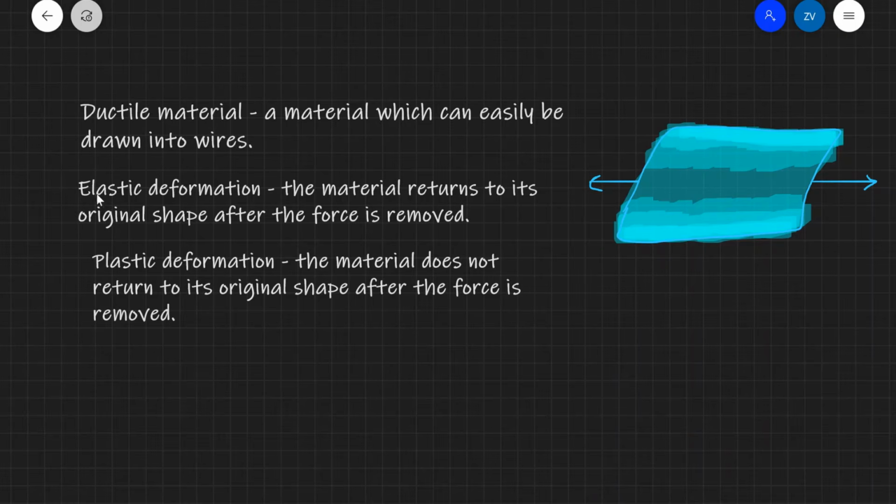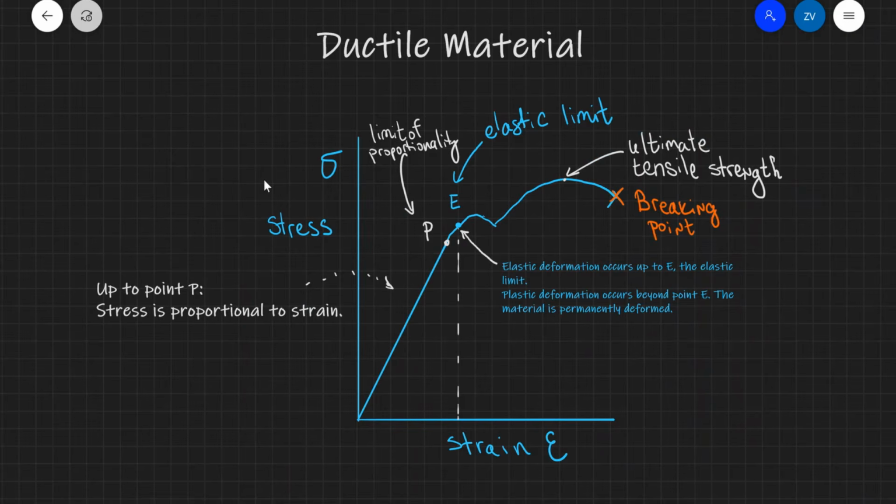Additionally, we need to define elastic deformation. For instance, if we apply a tensile stress onto this material over here, and the material returns to its original shape after the force is removed, then this material is elastic. Make sure to underline this because this is really important. On the other hand, in plastic deformation, the material does not return to its original shape or original length after the force is removed. Okay, now let's have a look at some stress and strain graphs.